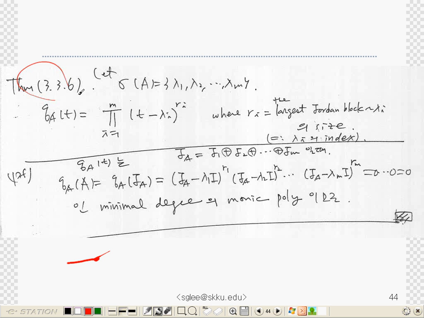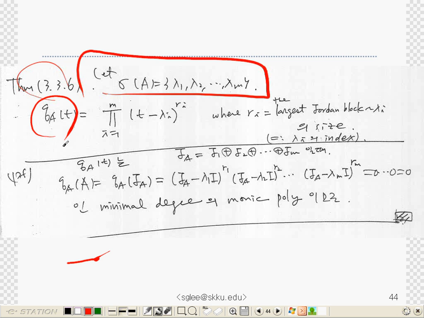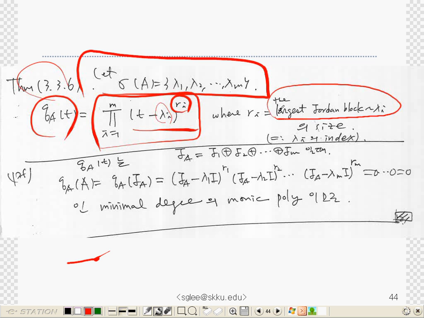Okay? The theorem. Suppose the spectrum of A is lambda 1 to lambda m. We have m distinct eigenvalues. Then Q_A of T, the minimal polynomial, is a product of these, one for each distinct eigenvalue, where R_i is the size of the largest Jordan block corresponding to lambda i. We call that the index of lambda i. Okay?